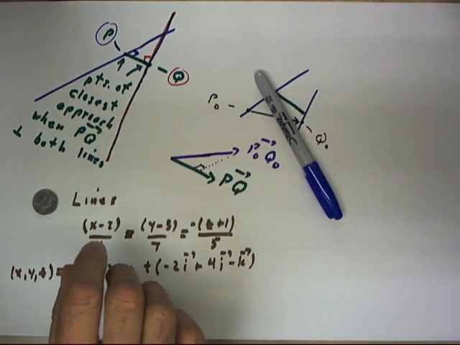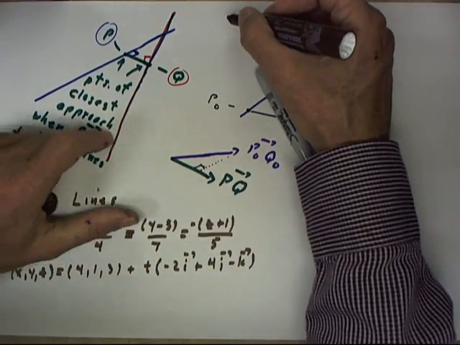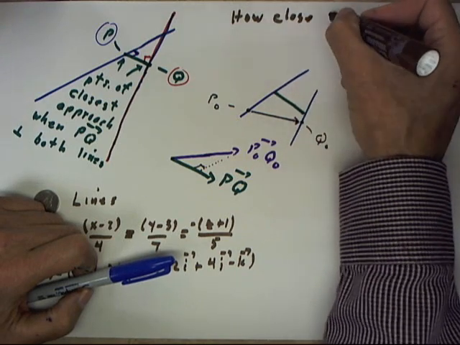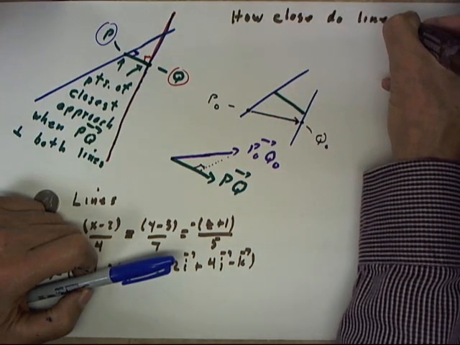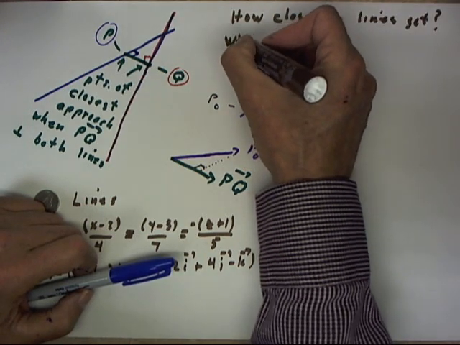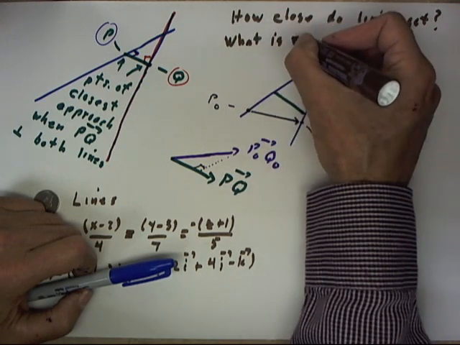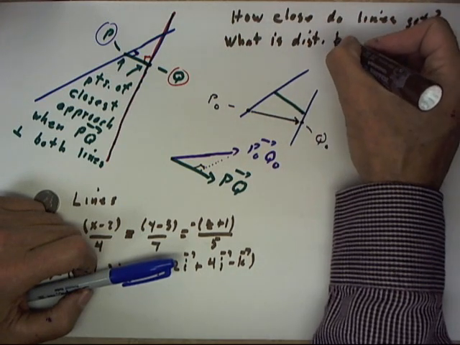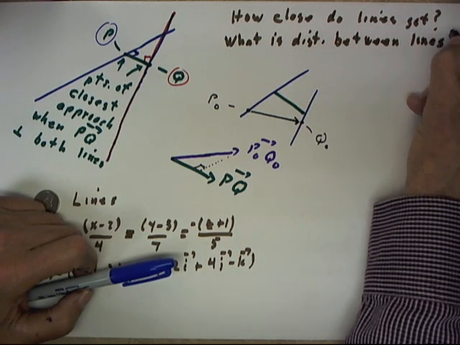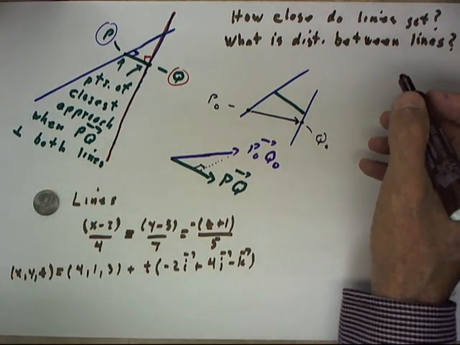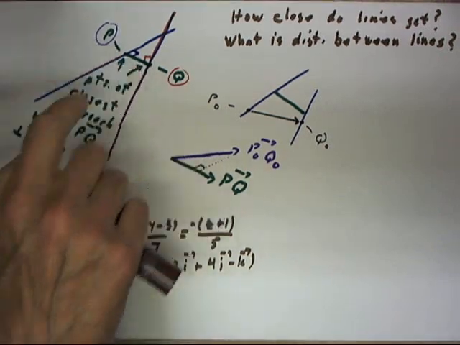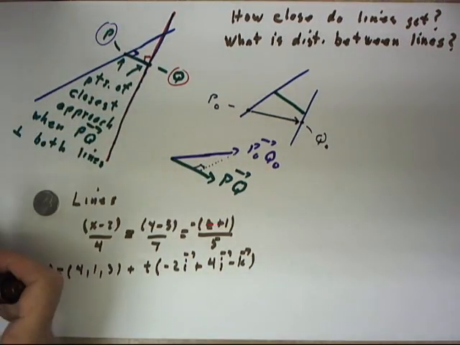So, we'll write that down here. How close do the lines get? Or, what is the distance between the lines? And we could say, what's the distance of closest approach? How close are they when the segment from here to here is perpendicular?